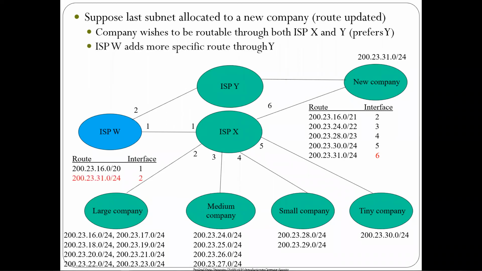So what happens is that ISP W adds a more specific route through Y to get to that prefix, and here you have an overlapping route, right? An overlapping range of addresses. This is allowed because you want to keep aggregation as much as possible. You don't want to break this thing up, but you have to change the algorithm. You have to change the route lookup algorithm to handle multiple matches in your routing table.